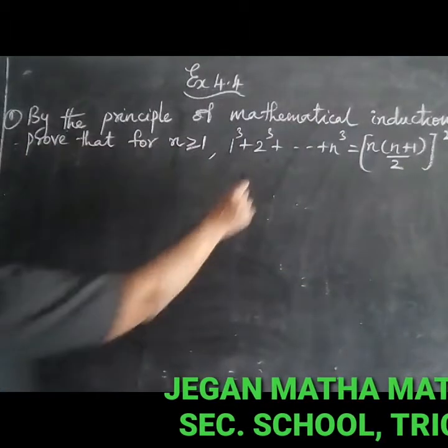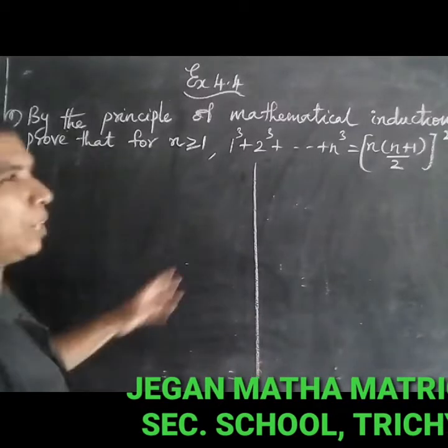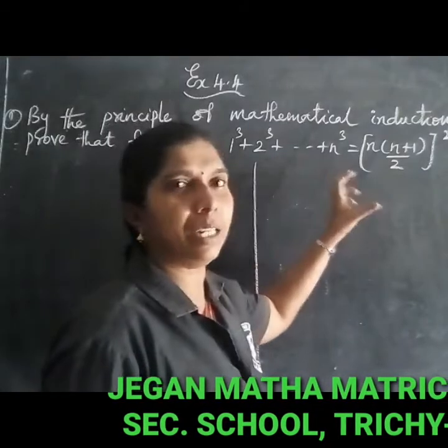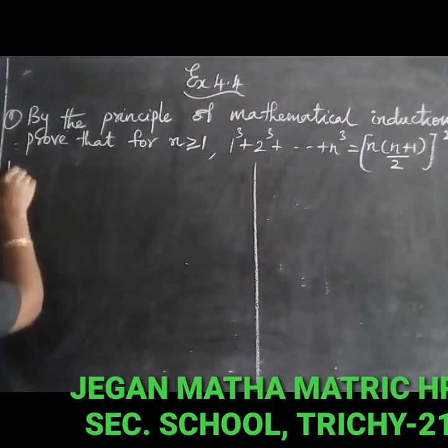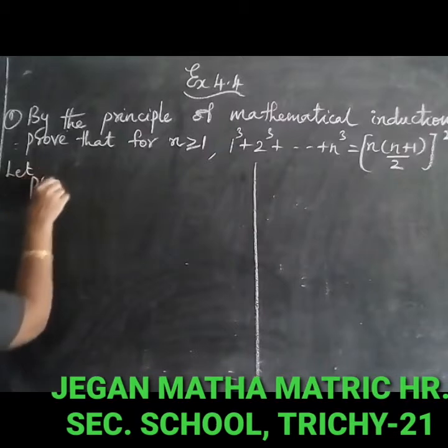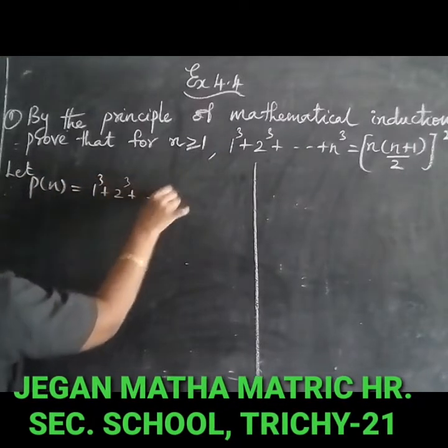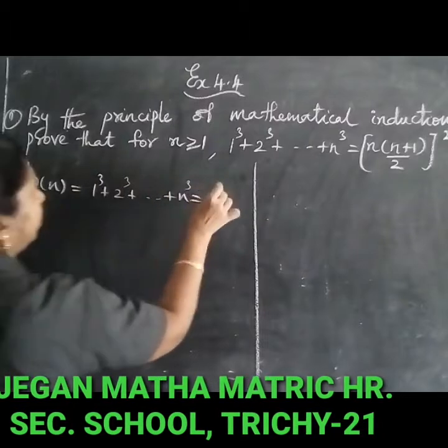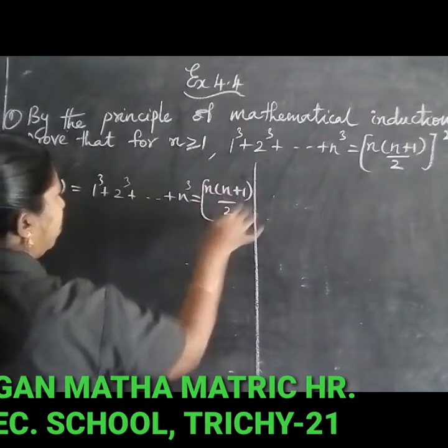For this type of question, first step we have to assume let P(n) be the given statement. That is, P(n) is equal to 1 cube plus 2 cube plus etc. plus n cube, which is equal to [n(n+1)/2] the whole square.